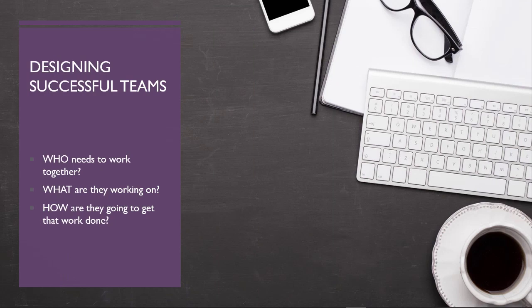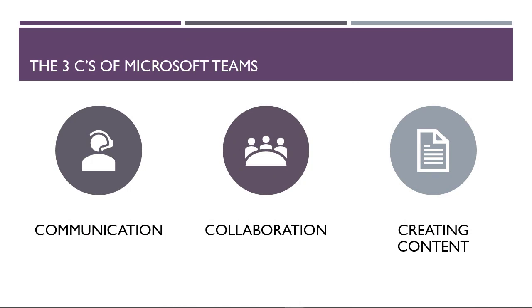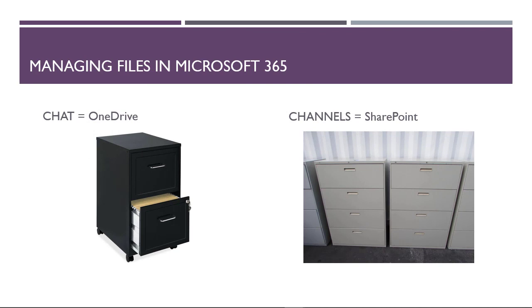So let's wrap things up this way. When you're working in teams and you need to have a formal team, who needs to work together? What are they working on? And how are they going to get that work done? And the work that they're getting done comes down to communication, collaboration, and creating content. If I can't give you anything else today, hopefully this was the epiphany. When you share a file in chat, it shares it from OneDrive. When you share a file in a channel of a team, that content lives in SharePoint.